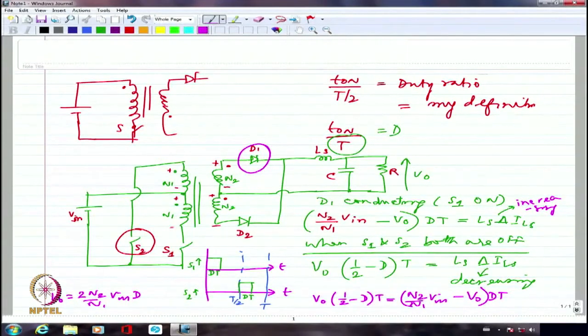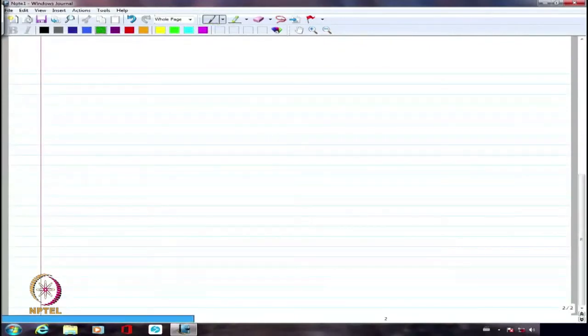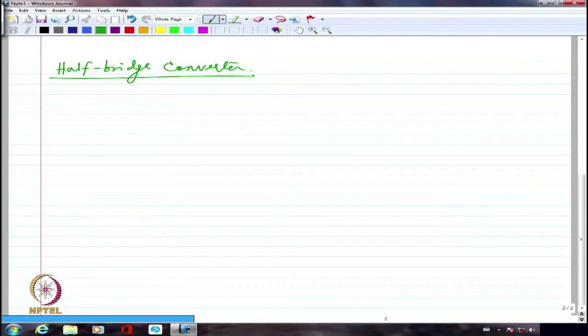Okay, so much for the push-pull converter. The last 2 converters in isolated topology are half bridge and full bridge. So let us look at the half bridge converter. We will revisit this half bridge topology again when we come to inverters. We will be looking at this extensively. But right now, let us look at this especially as one part of the DC-DC converter.